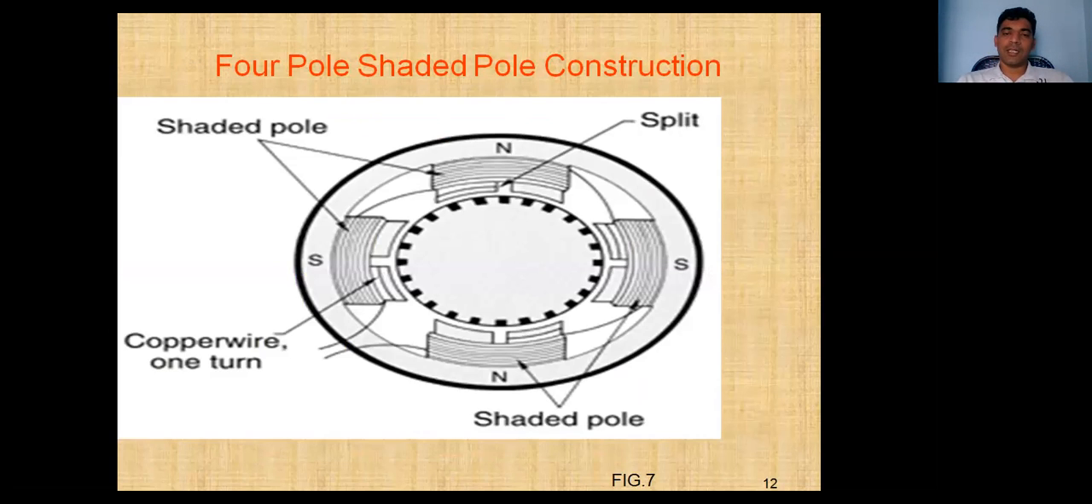Four-pole shaded pole construction. This is the four-pole type. This is the shaded part, this is the shaded part, this is the shaded part. Here is a thick copper wire, used for the shading bands. These are the split poles. This is the shaded part, this is the unshaded part, shaded part, unshaded part. Squirrel cage rotor. North, south, north, south. Four poles, with alternating north and south poles.